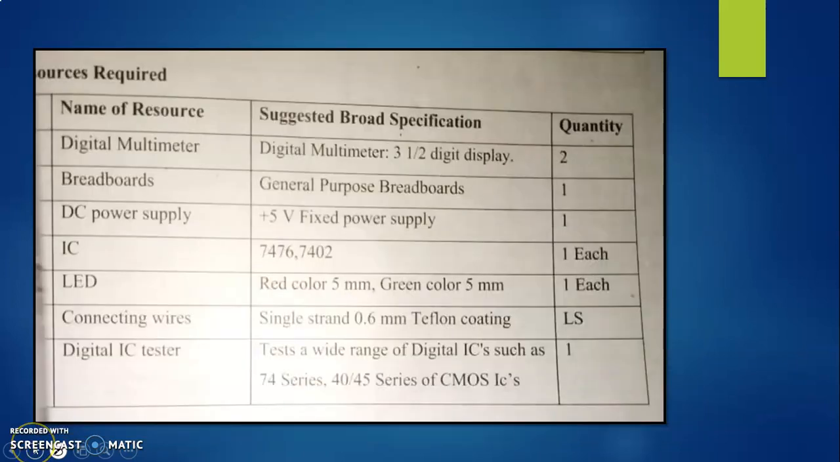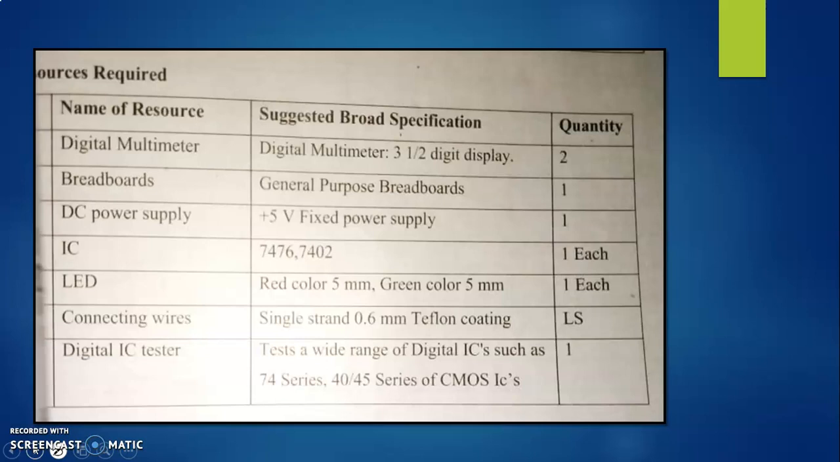Next is what resources are required. That is most important. Digital multimeter, 3 1/2 digit display, quantity required 2. Breadboard, general purpose, quantity 1. DC power supply 5 volt, fixed, quantity 1. ICs 7476 and 7402, one of each.